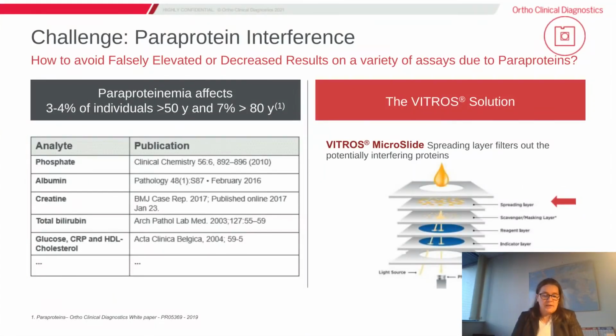There is another challenge that we can look at, which is the potential impact of paraproteins, which particularly affect elderly patients, I must say. Many case studies that you can see detailed here have been published about incorrect results in a variety of assays due to paraproteins with wet chemistry in particular. But again, here, with the spreading layer on top of our multi-layer microslide, paraproteins would be captured and do not interfere in the reaction and do not impact the final result.